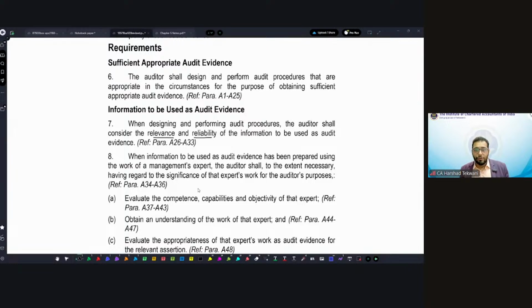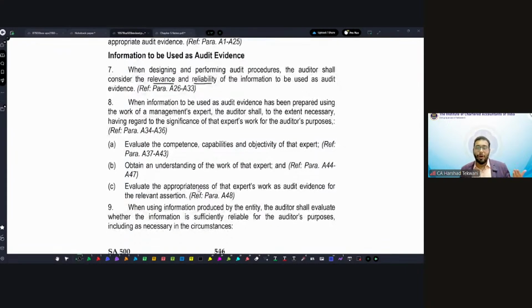Now, when you are using the work performed by a management expert, you need to check competency, capability, objectivity, CCO. You need to obtain an understanding of the work of that expert. You need to evaluate the appropriateness of that work. You remember discounted cash flow, the discount rate that has been taken. So, the appropriateness of that particular work.